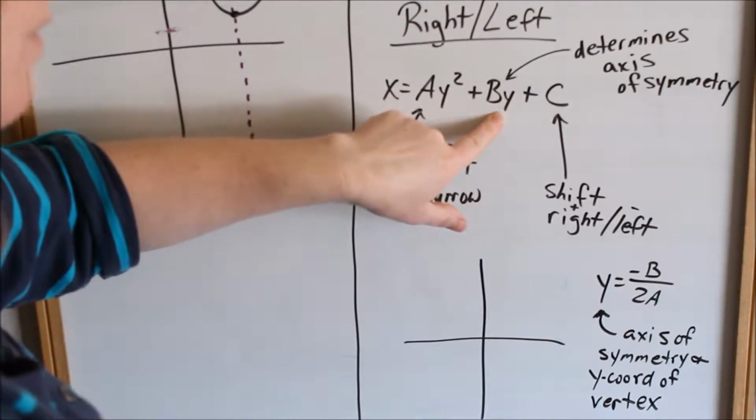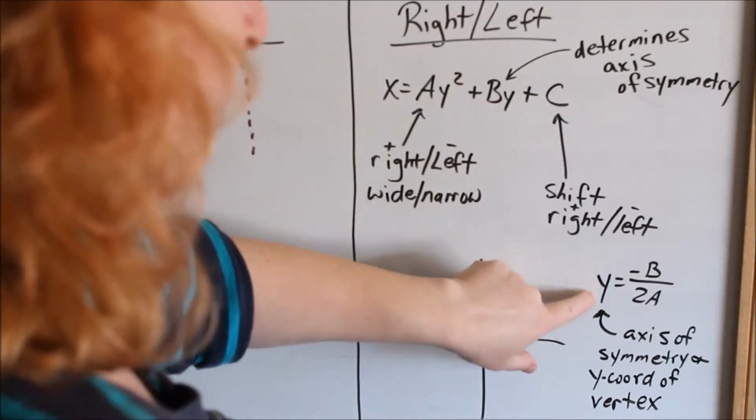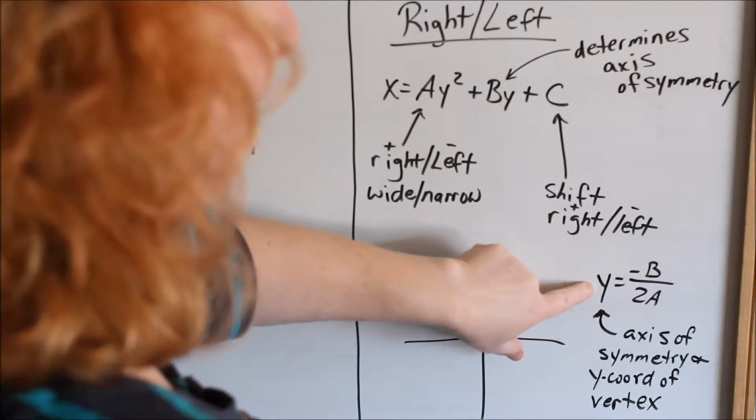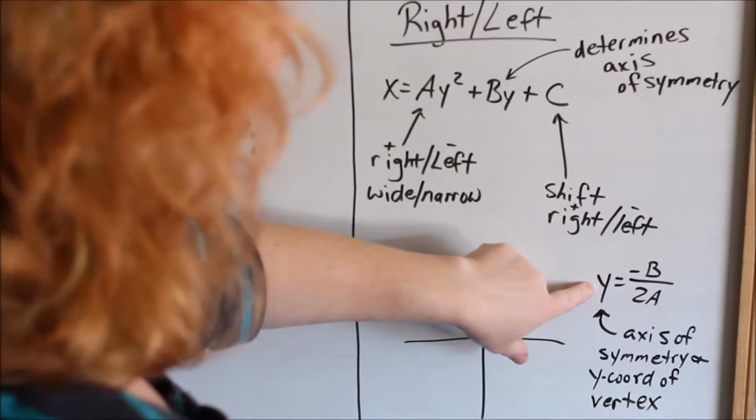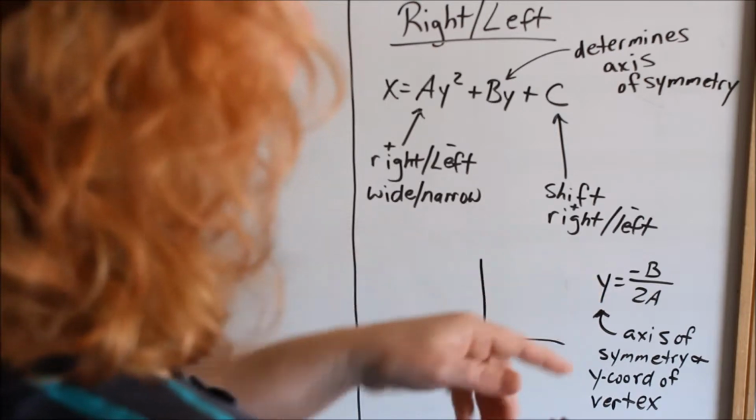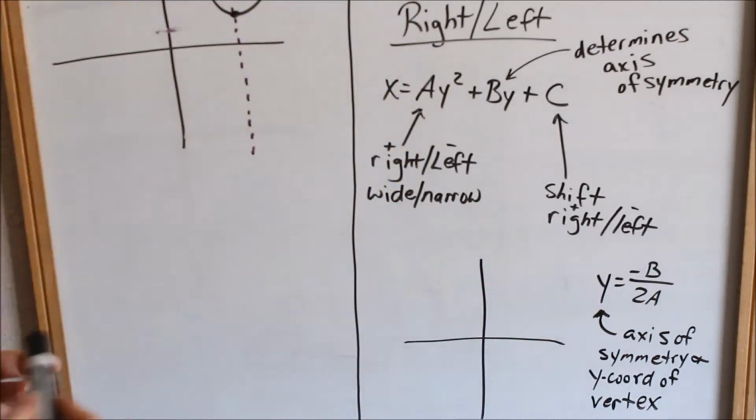This tells you if it's shifting up or down. And you have a formula for it too, to find the new axis of symmetry. It's the same thing, negative b over 2a. This also tells you the y coordinate of the vertex.